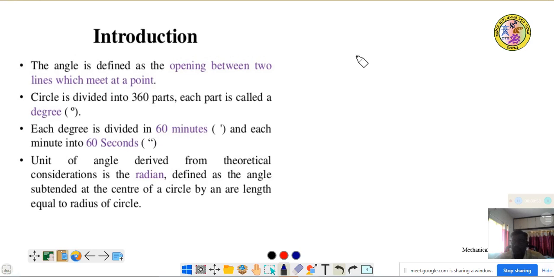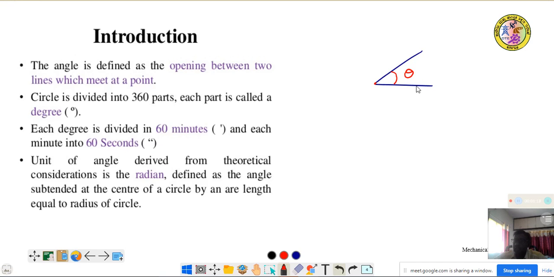So for example, these are two lines. These two lines meet at one point. The angle subtended from this point, a line goes here and a line goes here. This is called an angle. Opening between two lines which meet at a point, this is called an angle. I am going to represent this angle as theta.